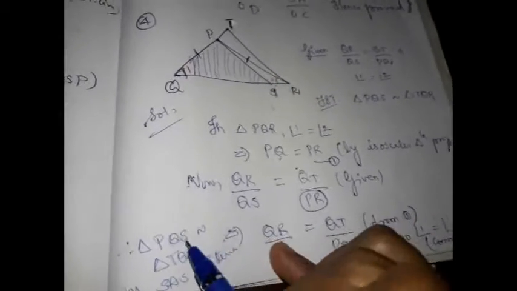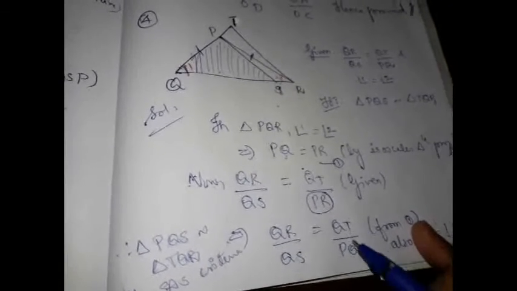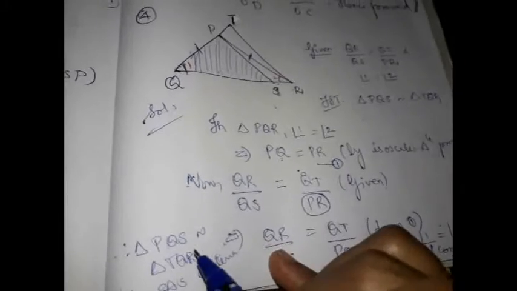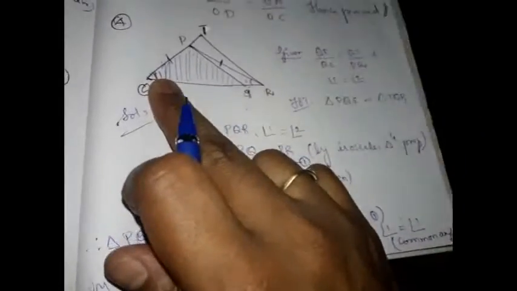You have to mention the criteria, and you have to check once whether the correspondence stands good. See, PQ should correspond to TQ, yes. Then QR should correspond to QS. And angle Q is equal. Angle 1 equal to angle 1, which is nothing but angle Q in our triangle.